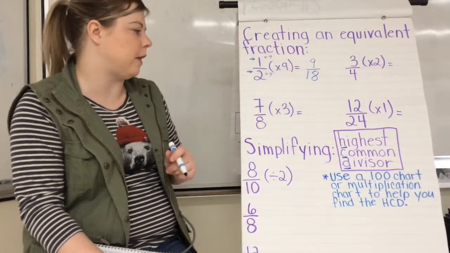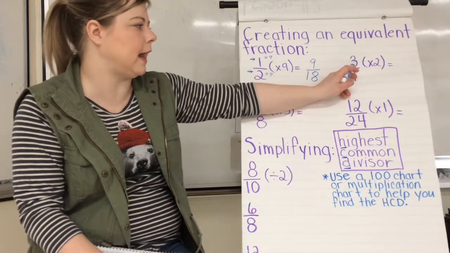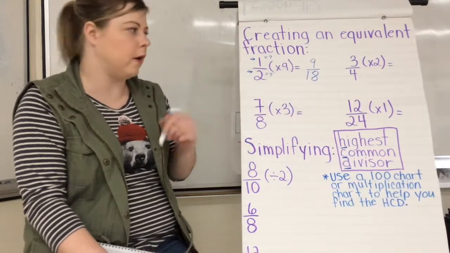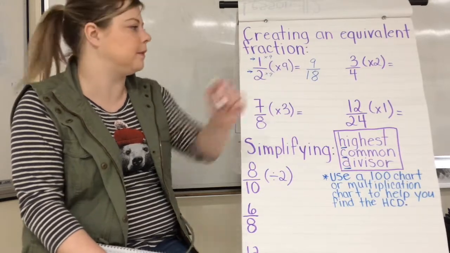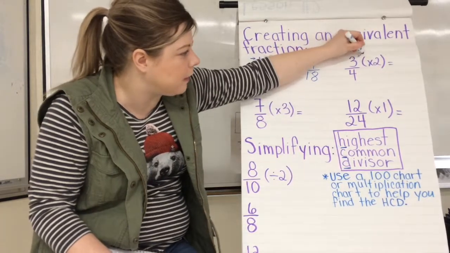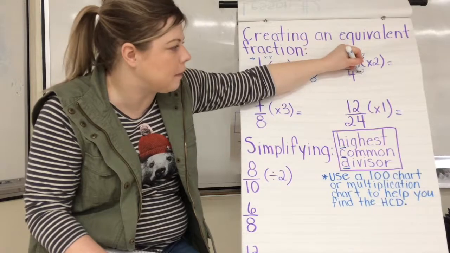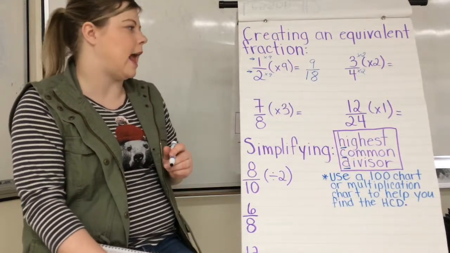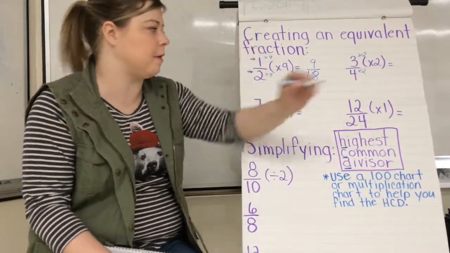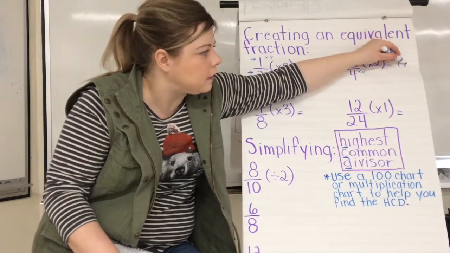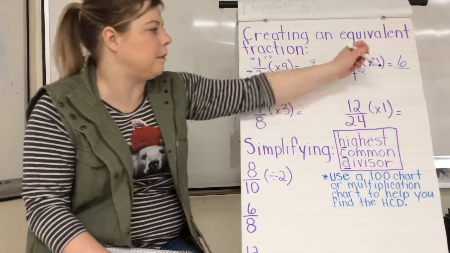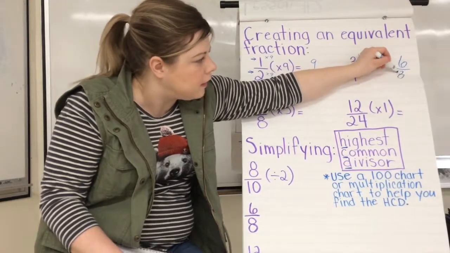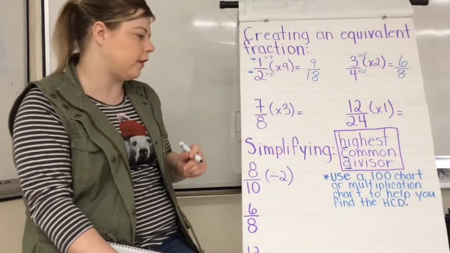All right, let's do the next one we have here. The next one is 3/4. And they're asking us to create it by using a multiple of 2. So again, I'm going to put my little 2 there just so I remember that I have to do both of them. And I know that 3 groups of 2, or 3 multiplied by 2, is 6. And I know that 4 groups of 2, or 4 multiplied by 2, is 8. And that's how you create an equivalent fraction.